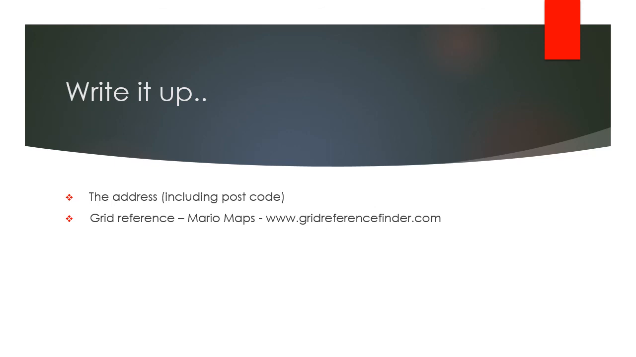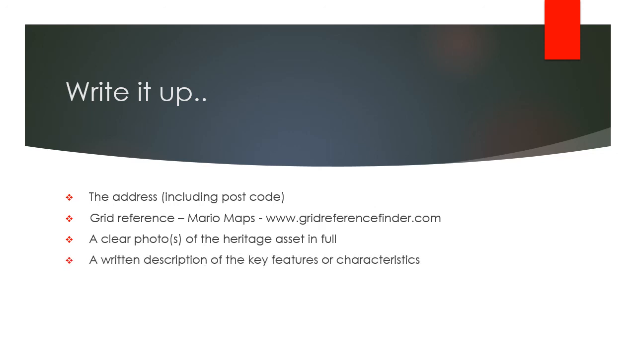You can generate this online at websites such as Mario Maps, noted earlier in the video, or Grid Reference Finder at www.gridreferencefinder.com. A clear photo of the heritage asset in full. There is a short video to assist in taking the best photographs, which is available on the Lancashire Local List website.